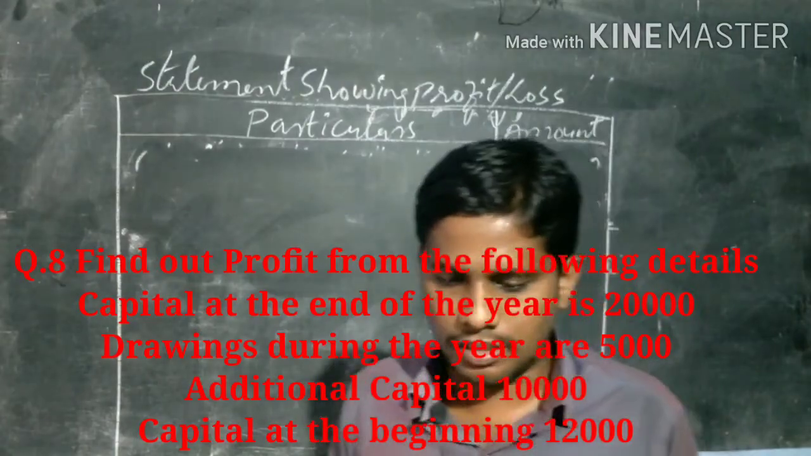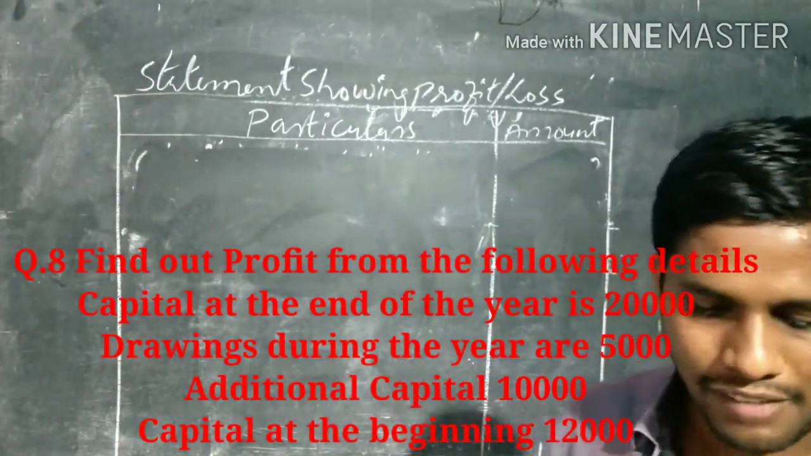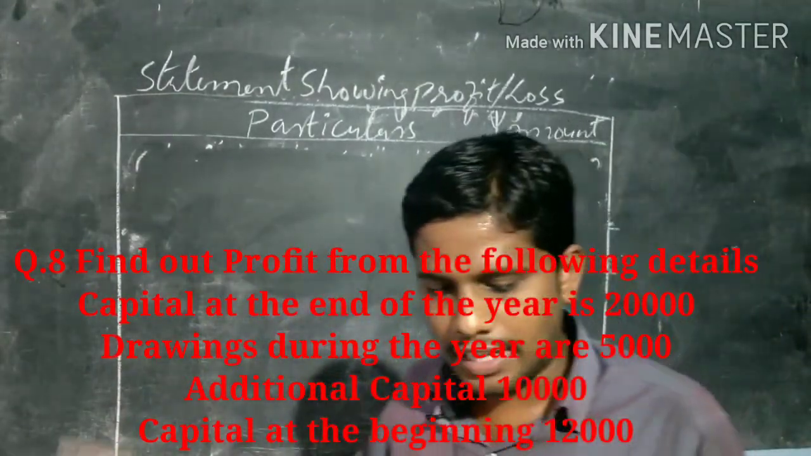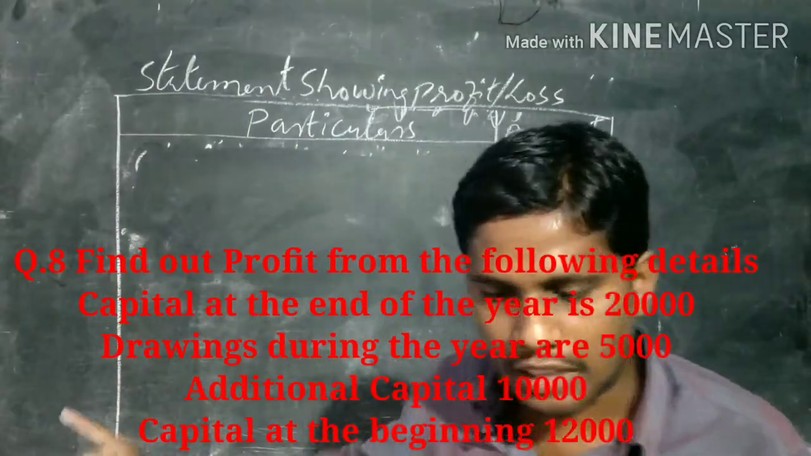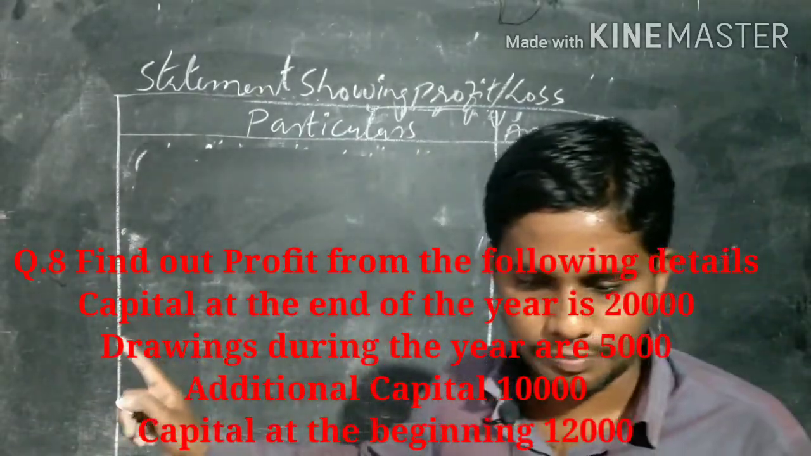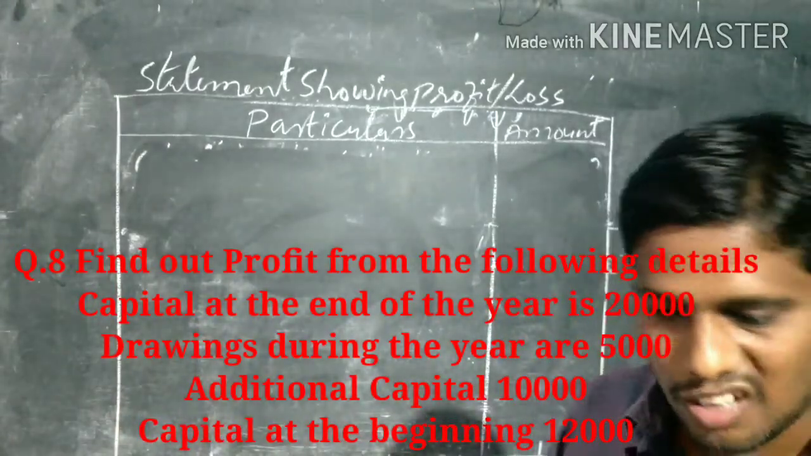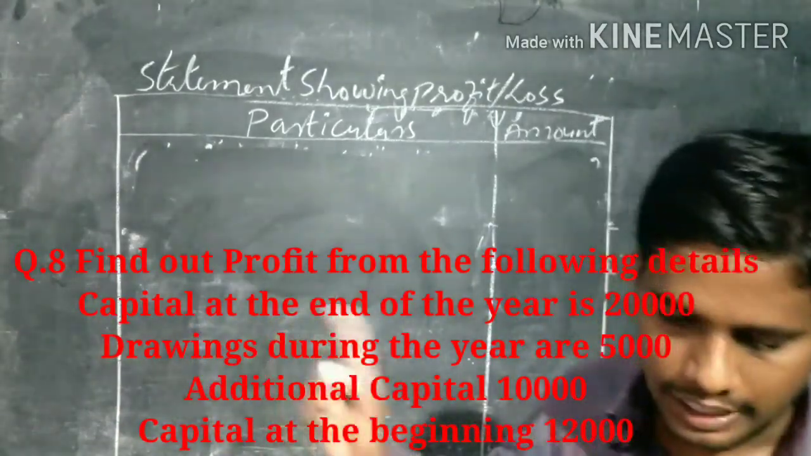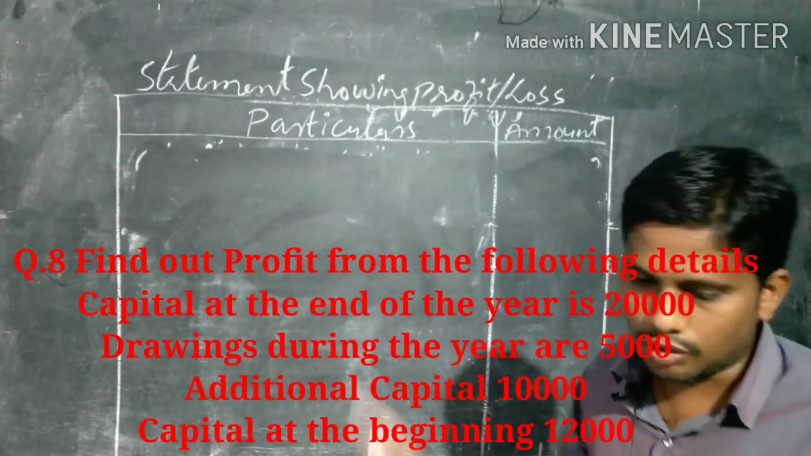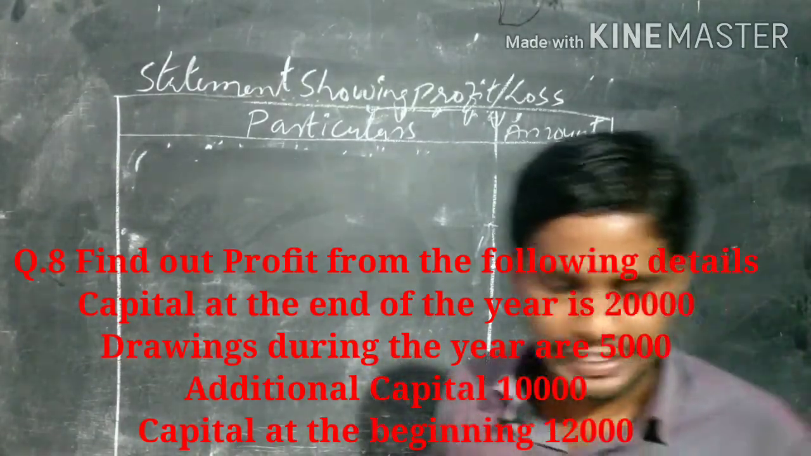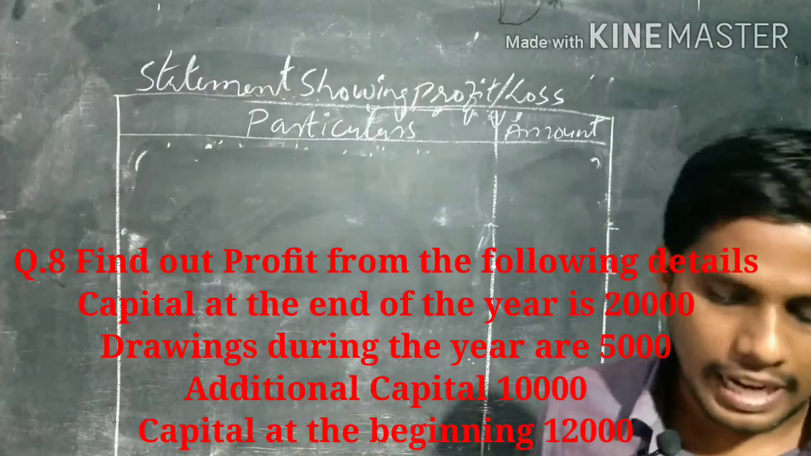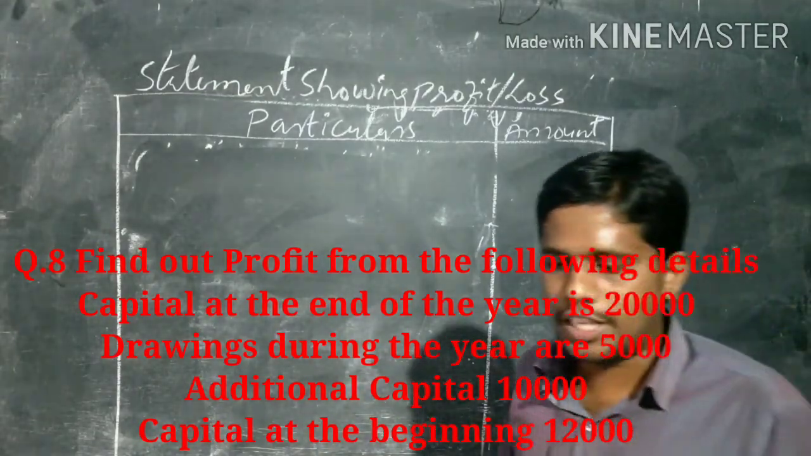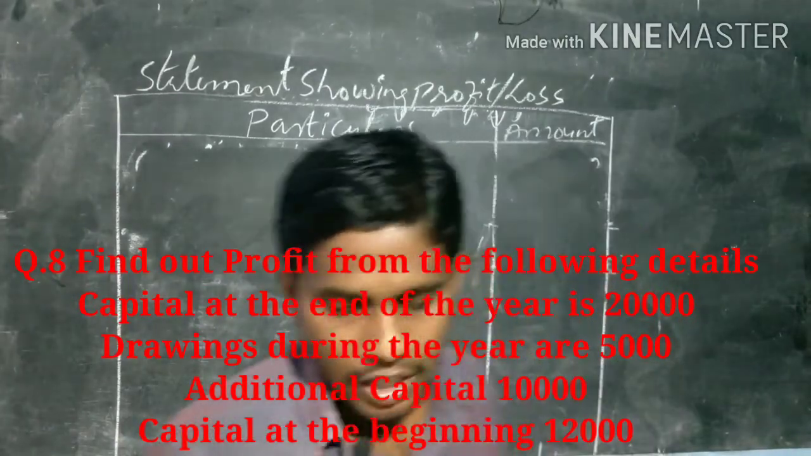In our last class, when I was explaining the format, the closing capital, capital at the end of the year, or the date will be given to you. You should understand according to the date also. So closing capital or capital at the end of the year 20,000, drawings 5,000, additional capital is given as 10,000 and capital at the beginning of the year is 12,000 given in the question.